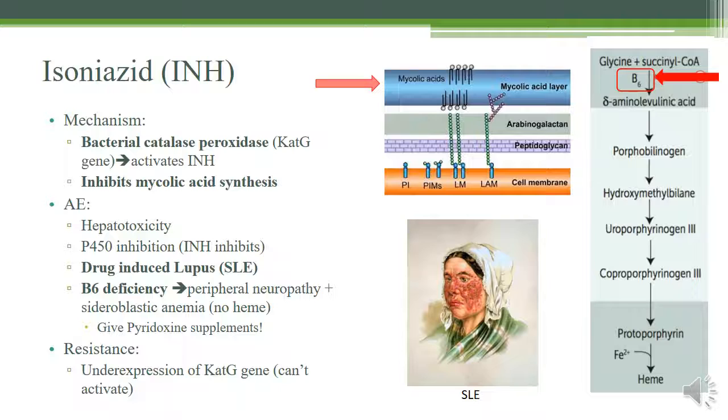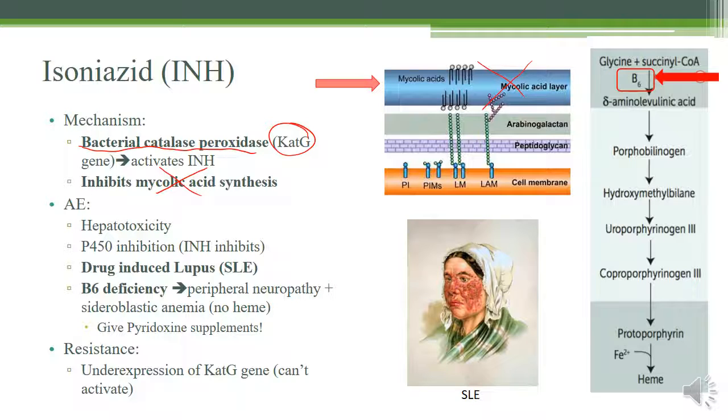Let's talk about isoniazid, which is likely the most high yield drug that I'm going to talk about in this lesson. It works by first going into the bacteria and then being activated by bacterial catalase peroxidase that is expressed by the CATG gene, which will be important when we talk about resistance. After isoniazid is activated, it's going to inhibit mycolic acid synthesis. If you can't make mycolic acid, you can't make the outer membrane in the TB.